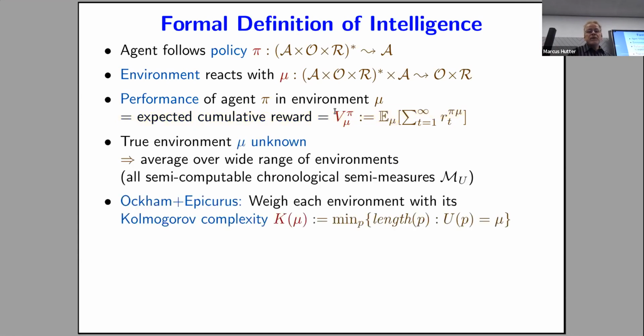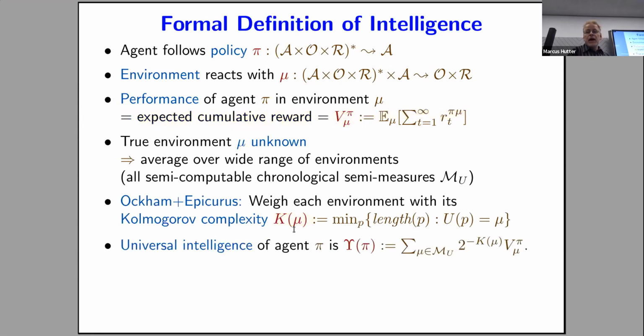Okay. But the true environment is unknown. Okay, what do we do? Well, we have prior beliefs a priori over which world we are facing, and we should have a large prior over simple environments. So we measure the complexity of an environment by Kolmogorov complexity, and we take the average over all these values, right?